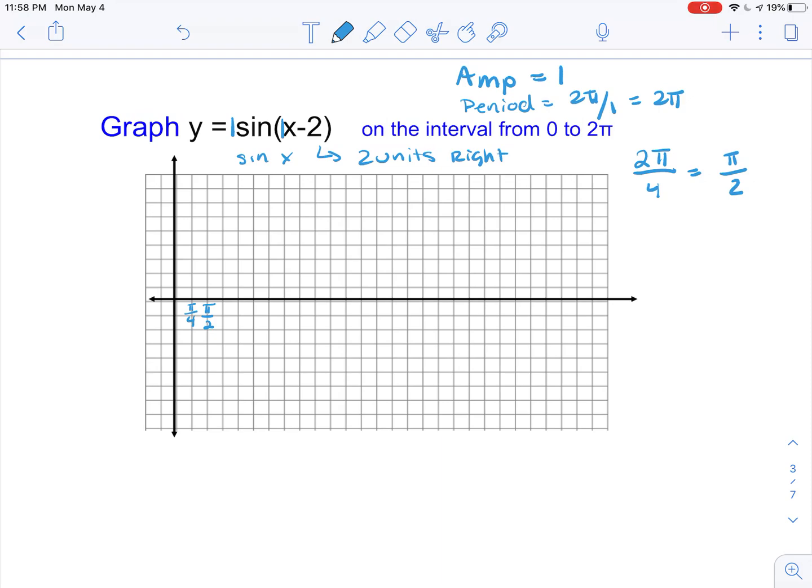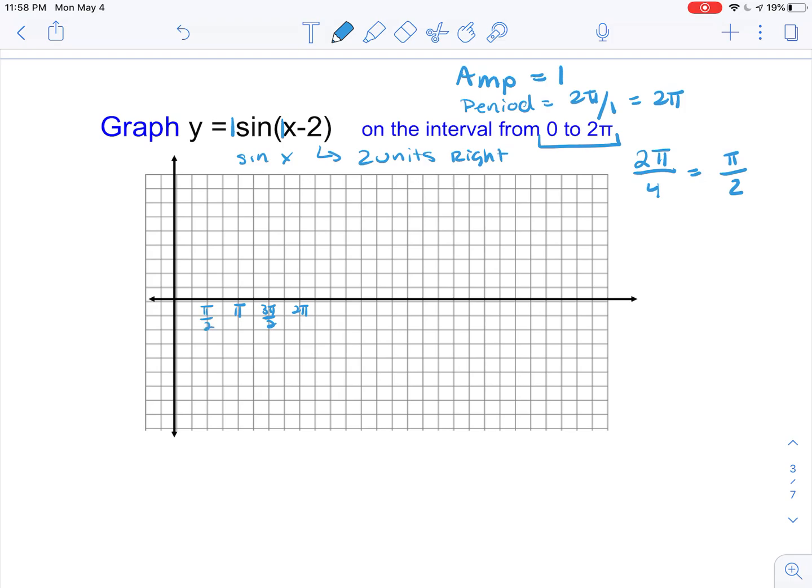And that's because I know that if I divide it by 2, each box is actually equal to pi over 4. Now, we don't necessarily need that right now when we do our sketch, but it's going to be important when we do our shifts. Okay, so every 2 boxes is going to be equal to pi over 2. So this is going to be pi, 3 pi over 2, and 2 pi. Now, again, I'm graphing from 0 to 2 pi.